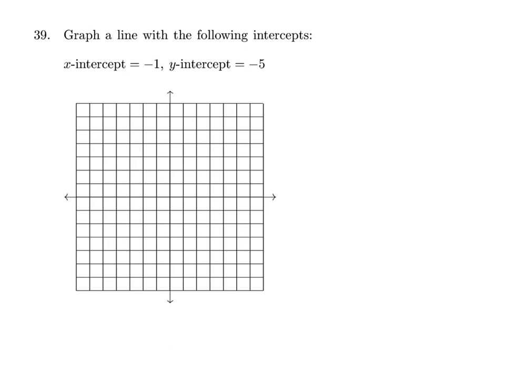Graph a line with the following intercepts. X-intercept negative 1. So I go along the x-axis, and it's at negative 1. Then the y-intercept, I go along the y-axis, and I go to negative 5. And all you need is 2 points to graph a line. It's as simple as that. All right, so the line passes through, what's this point here? Negative 1, 0. And this point here is 0, negative 5. All right.